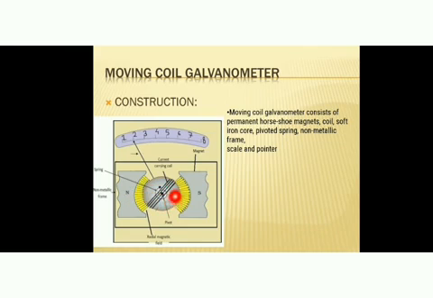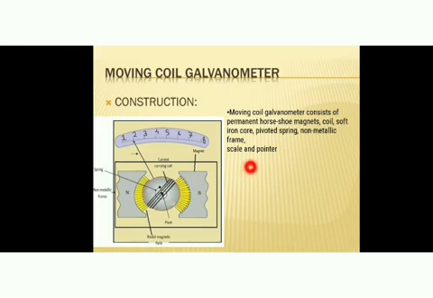Can you see the structure? This spiral structure is the spring. So one end of the rectangular coil is attached to the spring, and the other end of the rectangular coil is attached to the support. Okay.